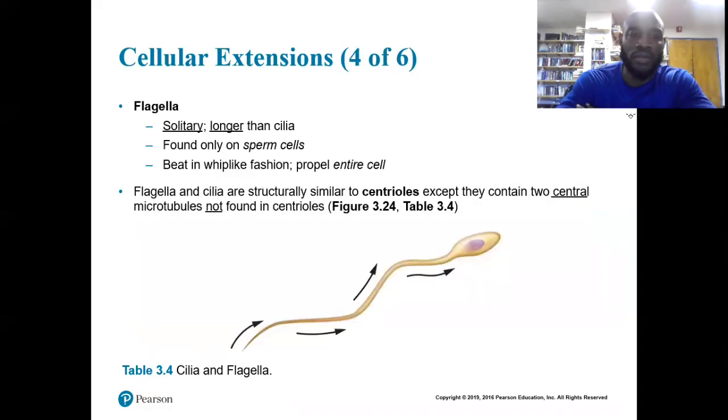And then we have flagella, which is solitary. That means one, longer than cilia, found only on the sperm cell. Right. So in the male, on the sperm cell, it beats in a whip-like fashion and propels the entire cell. This is what helps sperm to swim. Flagella and cilia are structurally similar to centrioles, except they contain two central microtubules not found in centrioles. So basically, flagella is very similar to cilia, just really long, and allows the cell to be propelled.